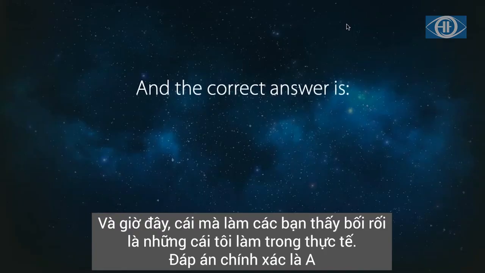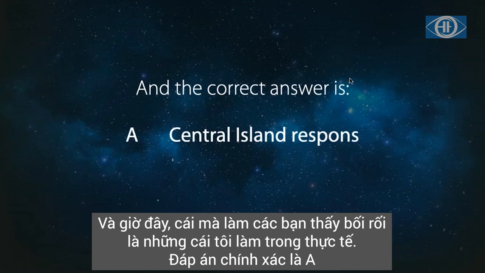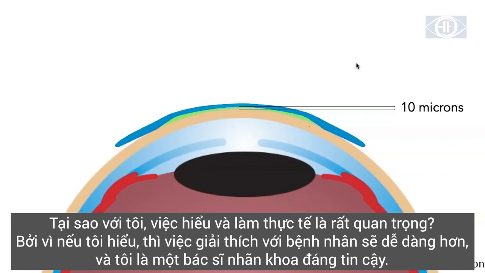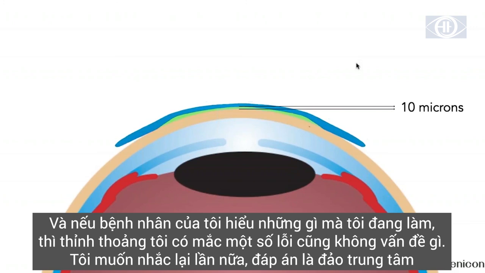What I would do in practice, the correct answer is A, I would give a central island response. I can imagine that's confusing, but let me explain this. This is the last part I will explain, and then this webinar will be over. So let me explain why. For me, it's important that I understand why I am doing things when I'm working in practice. If I understand why, I can explain it better to my patient, and I'm a reliable practitioner for myself. And if my patient understands why I am doing things, I can afford a bit of mistakes sometimes because they understand where we are coming from.